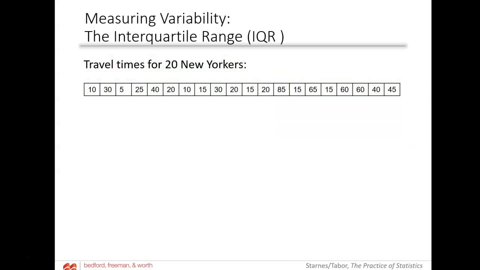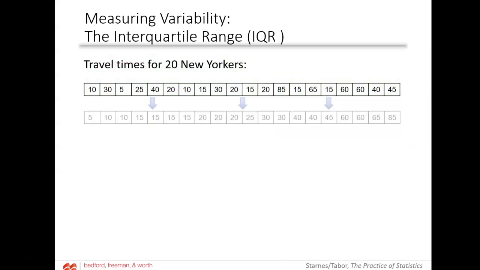So here we have travel times for 20 New Yorkers. I don't know what they're traveling to. I'm guessing their work. So the first thing they did was they sorted the data from least to greatest. And then now they're going to have to find the median. So remember, if it's 20, that's even. So halvesies would be 10, and because it's even, we got to go 10, 11.